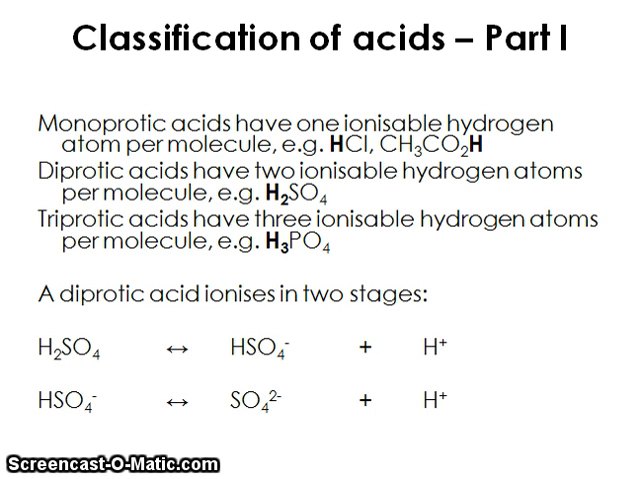So a diprotic acid ionizes in 2 stages. Here we've got the example of sulfuric acid, or H2SO4. The first thing it does is lose one H+, and you've got that reversible arrow there, which shows that the process is reversible, and that gives HSO4-. That HSO4- can then lose a second H+, to become SO4 2-.